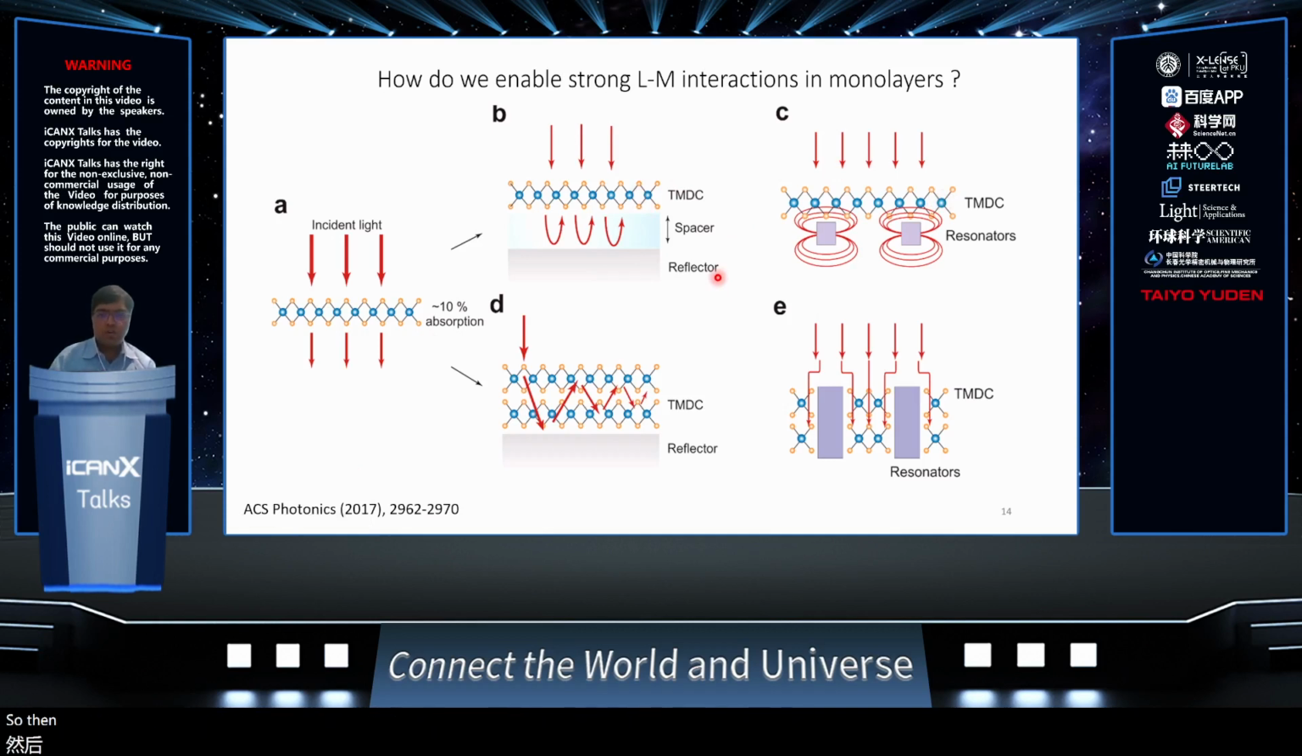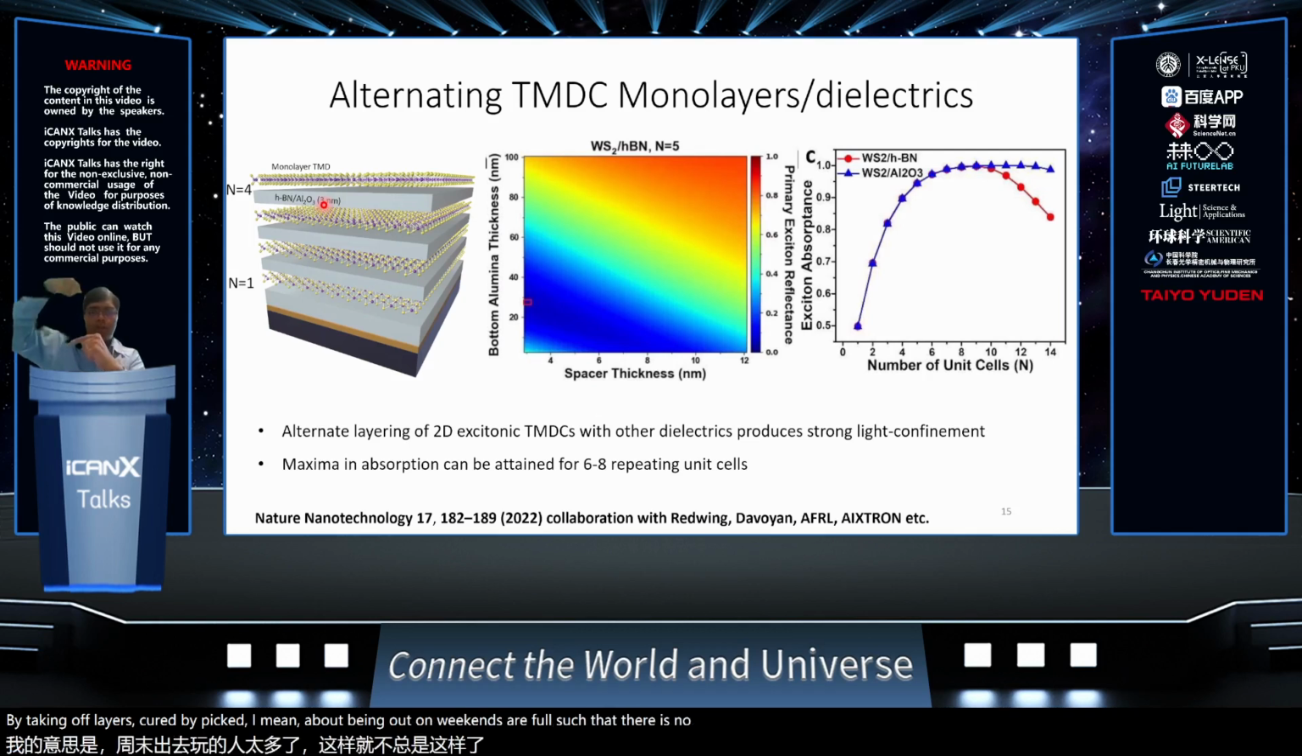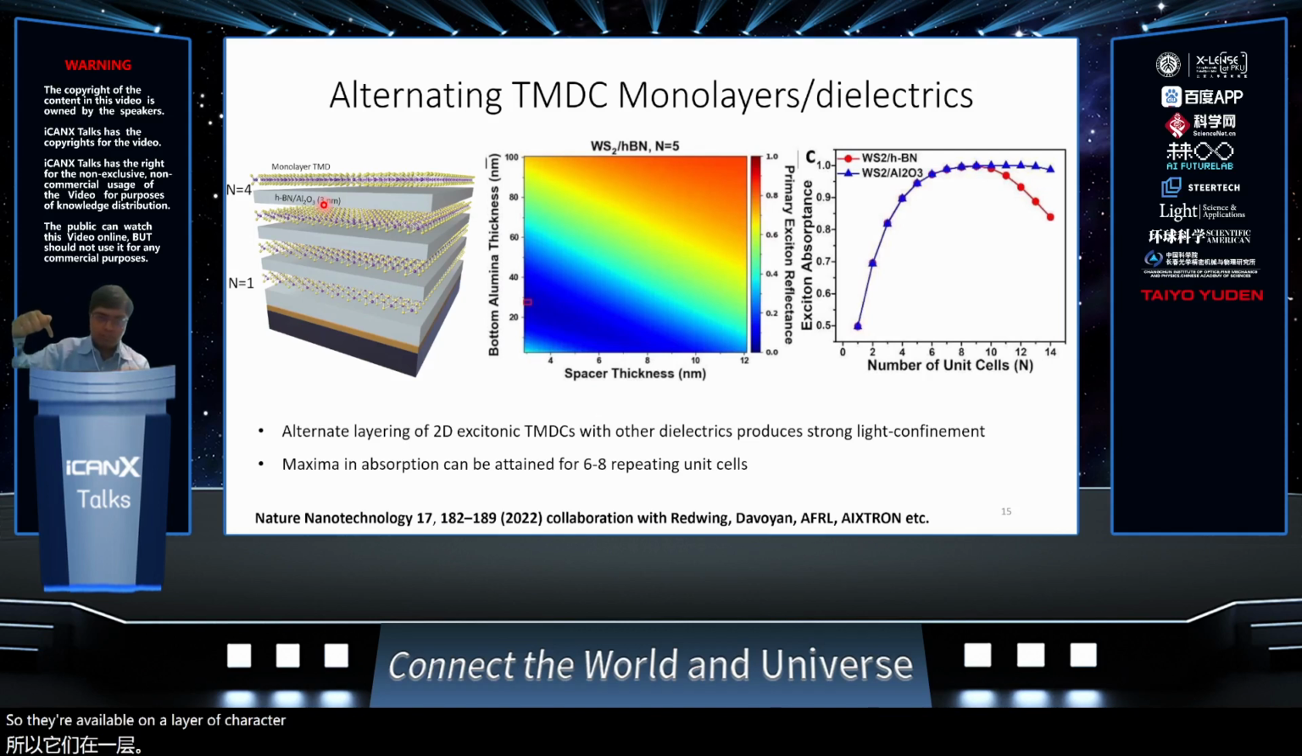So then I told my students, once again, to start simulating some structure where optically the material looks like multi-layer, but electronically the material behaves like a monolayer, okay? And so they came up with this structure where you have many monolayers, but they are separated by thick enough layers. Here by thick, I mean about 3 nanometers or so, such that there is no overlap in the wave function between the two layers. So they retain a monolayer character, yet they behave like multi-layer to the incoming light.